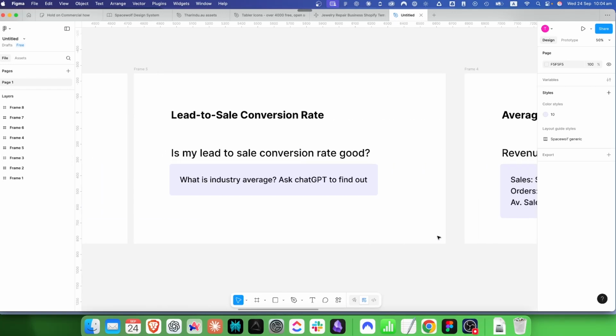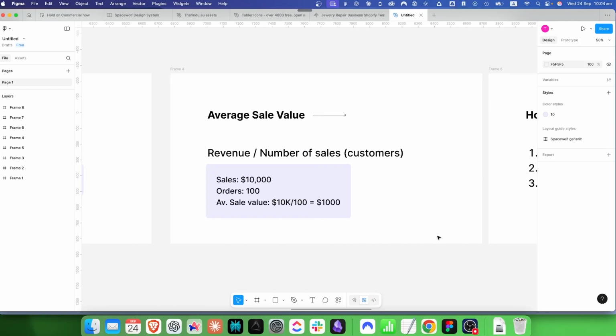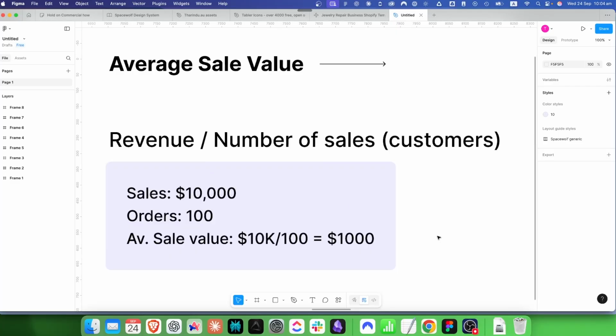Okay, lead to sale conversion rate. Okay, what's the next one? Average sale value. Makes sense? So what is average sales value? Again, revenue divided by number of sales.